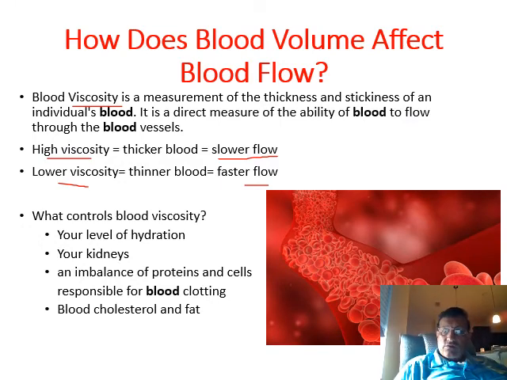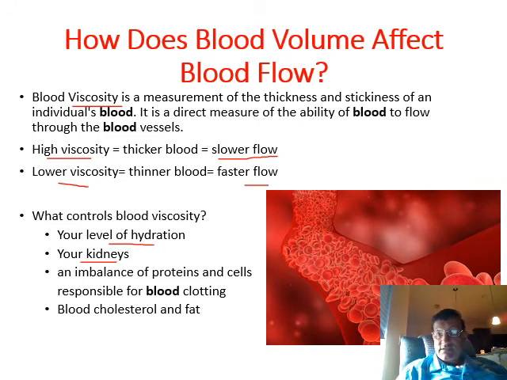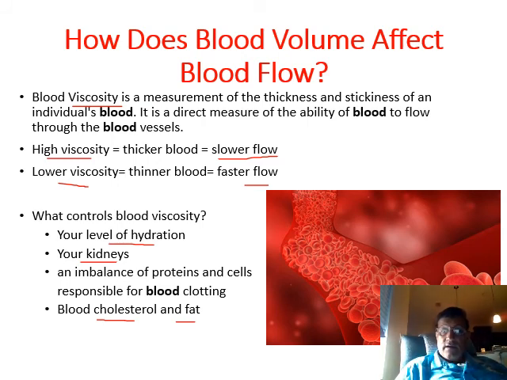And now, what controls blood viscosity? Your level of hydration. Are you dehydrated? Your kidney function. Are your kidneys failing? Because that's going to affect your blood viscosity. Is there an imbalance of proteins compared to cells? That could be a disease situation or a diet situation. And also, how much cholesterol and fat is in your diet? That will also make blood viscous and will cause even more stress on the heart if someone has too much cholesterol and too much fat. That will slow blood flow, and that could trigger a heart attack, actually.